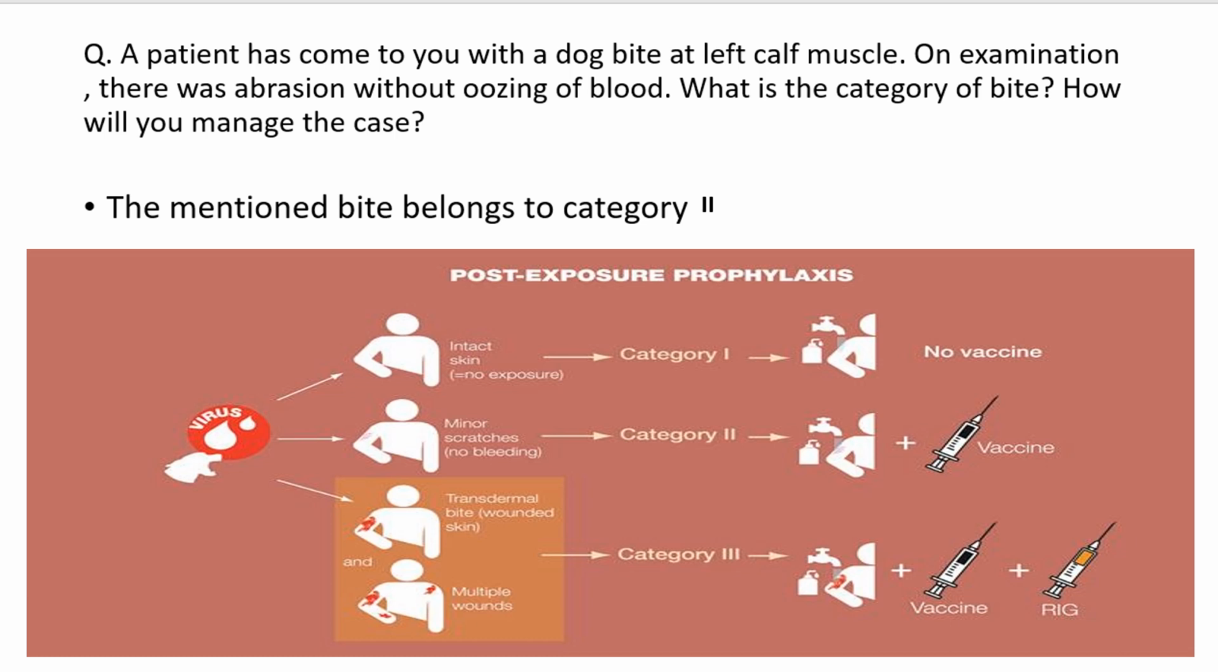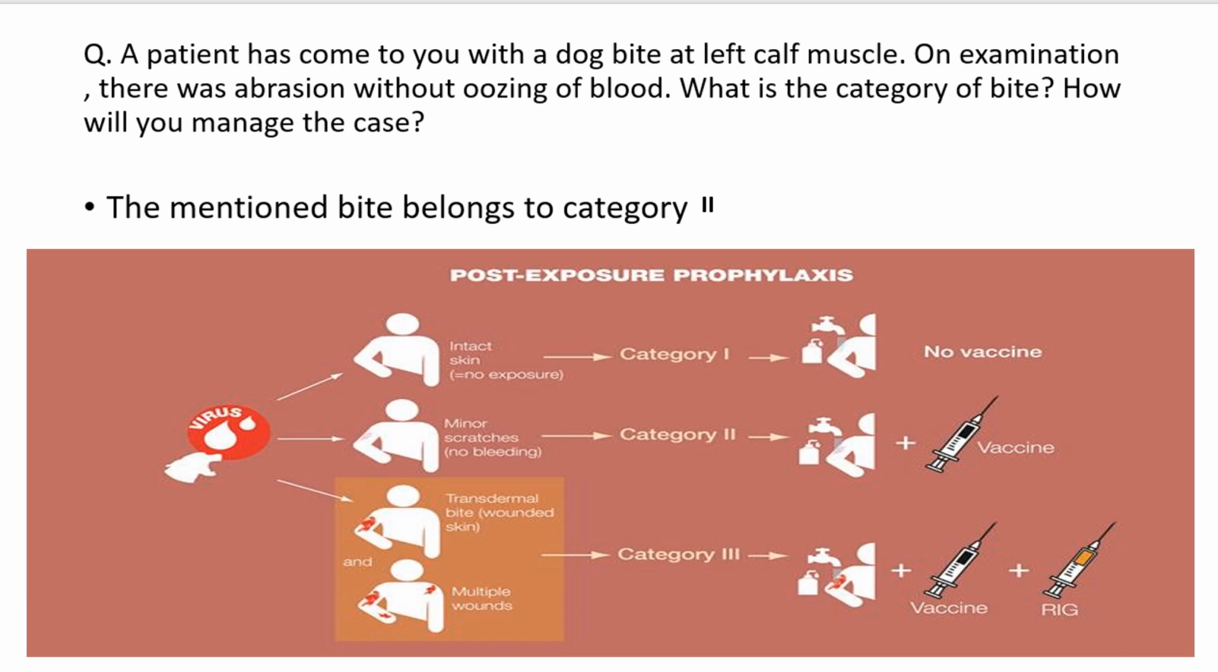And let me tell you, in case of a rabid dog exposure causing no injury to the skin, that is, intact skin, then it is called category 1 and no vaccines are required. But if there are minor scratches with no oozing of blood, just as it matches this particular problem card description, then it belongs to category 2. Then you have to go for the rabies vaccination apart from certain other care.